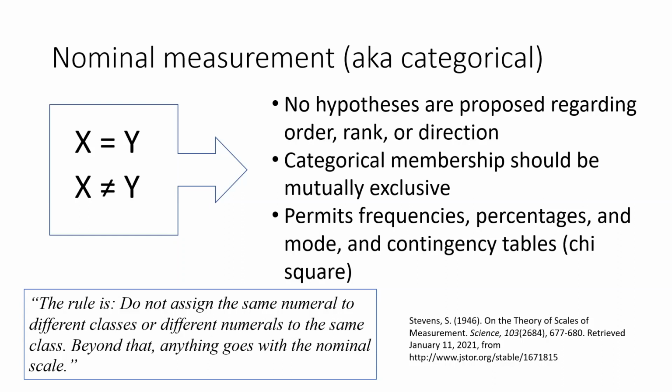You have no real expectation, because nominal measurement isn't a scale. You have no expectation of the normal distribution. As Stevens said in 1946, anything goes with the nominal scale, it has no distributional expectations for one thing.